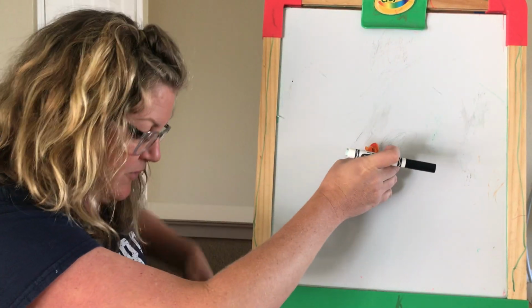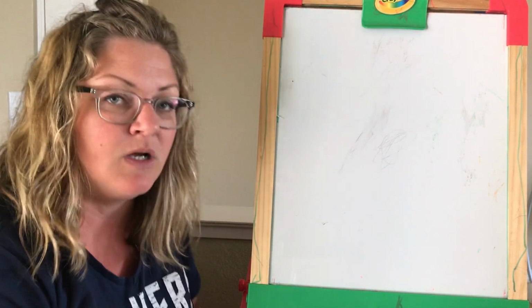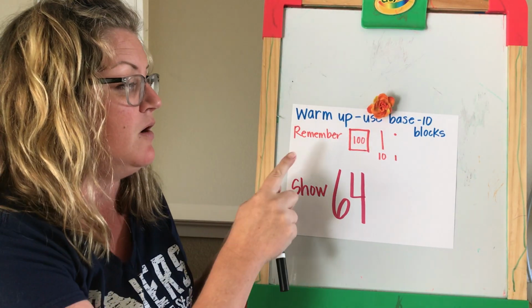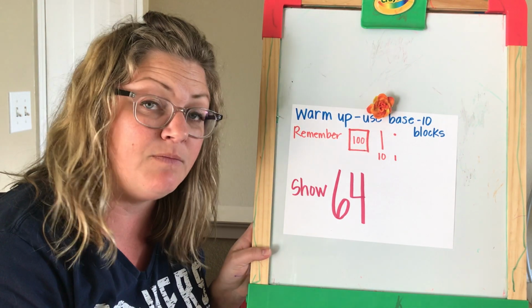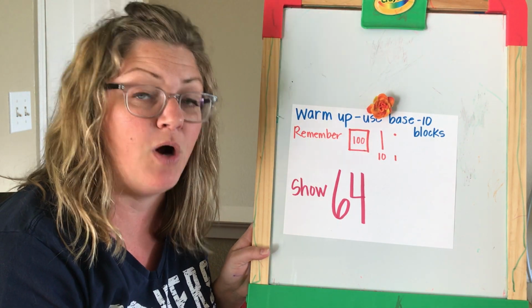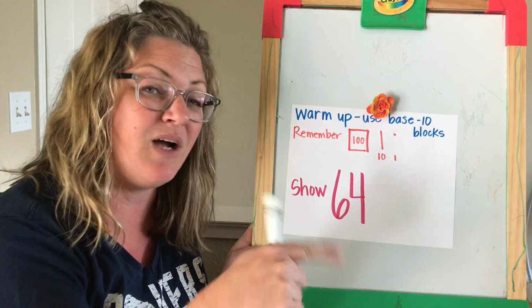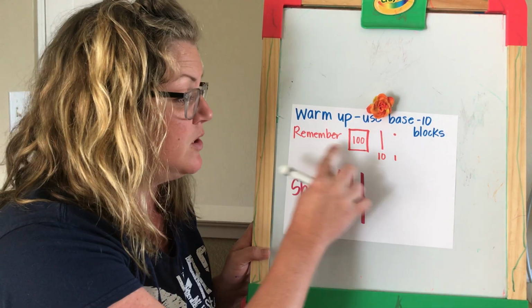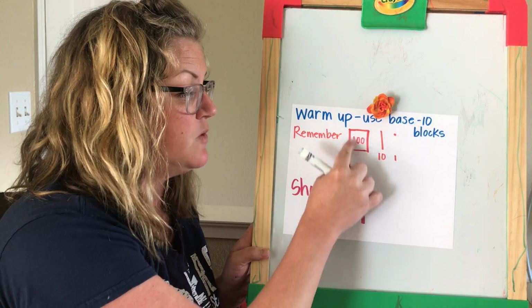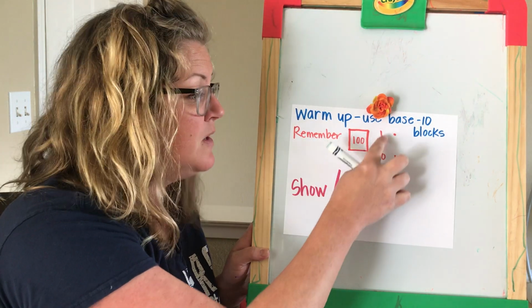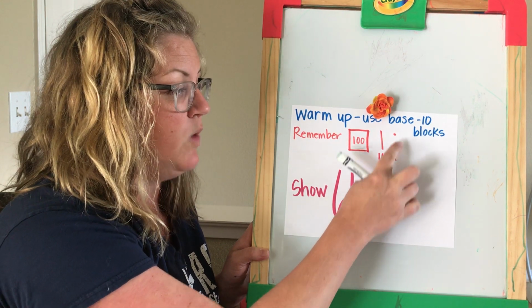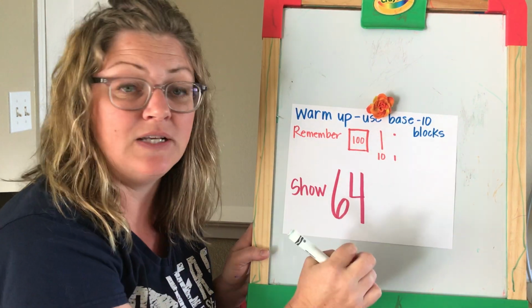Now, for our first thing, just some good old review. Remember that we are going to start by using base 10 blocks to help us understand partial sums addition. So we're kind of rewinding a little bit because it's been a while since we've done this. So just a quick remember that a big square is going to equal 100. A 10 is just going to be shown by using one long line, and we're going to show 1 by using just a little dot or a little tiny square.